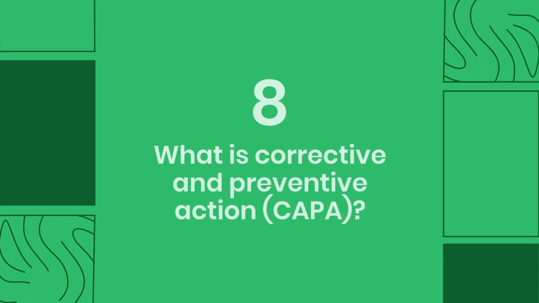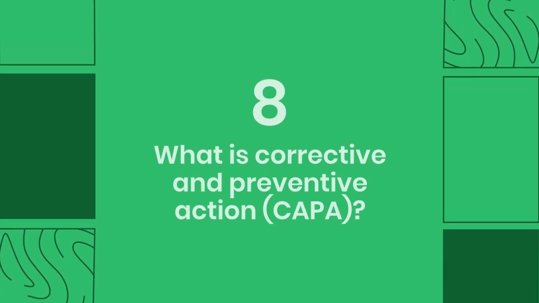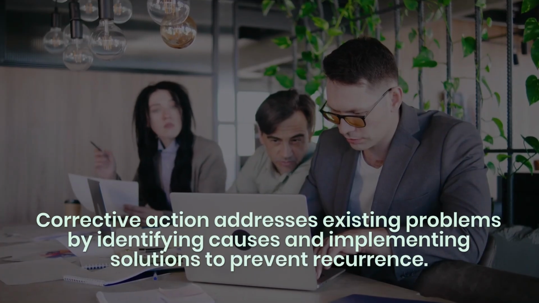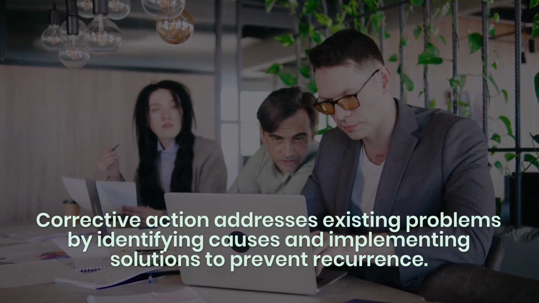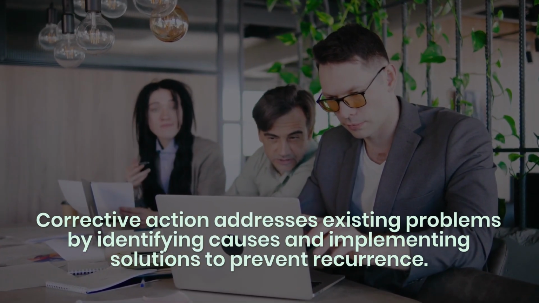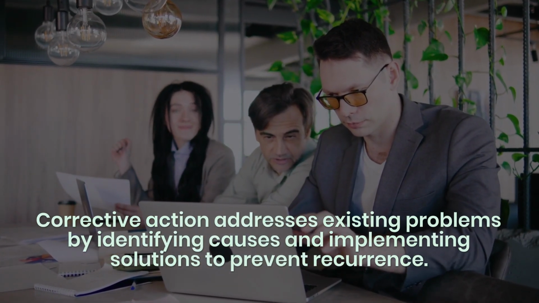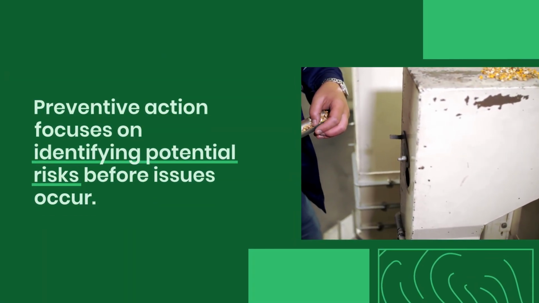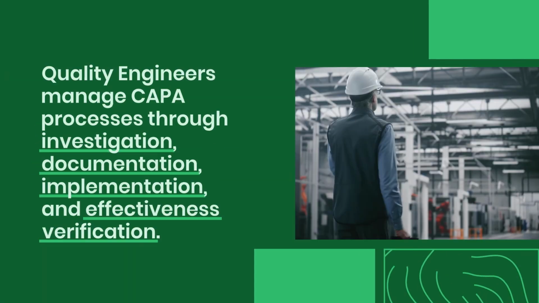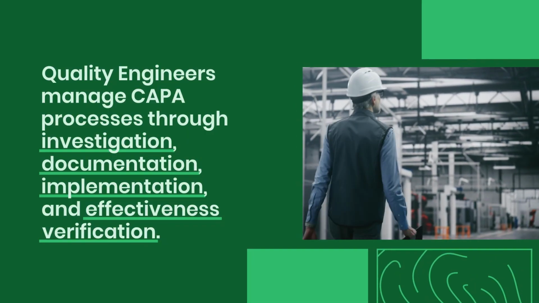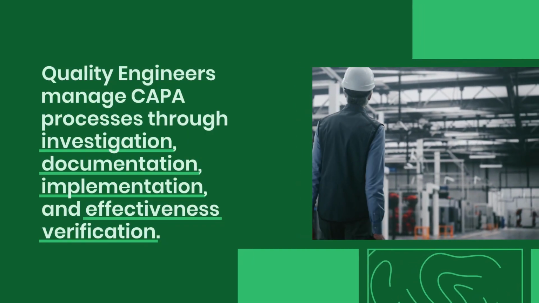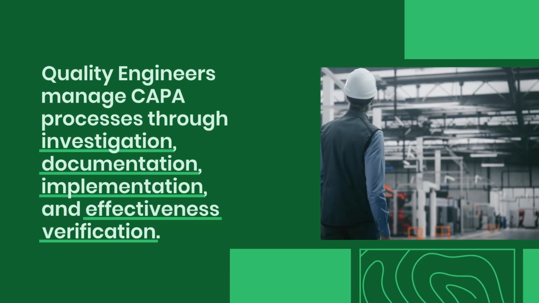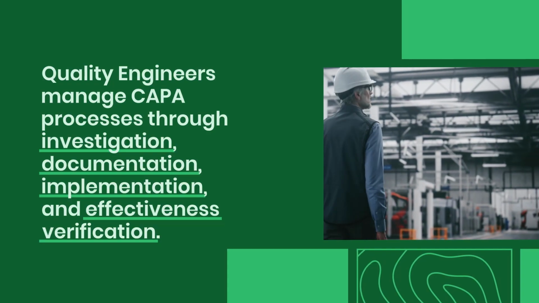8. What is corrective and preventative action, CAPA? Corrective action addresses existing problems by identifying causes and implementing solutions to prevent recurrence. Preventative action focuses on identifying potential risks before issues occur. Quality engineers manage CAPA processes through investigation, documentation, implementation, and effectiveness verification.